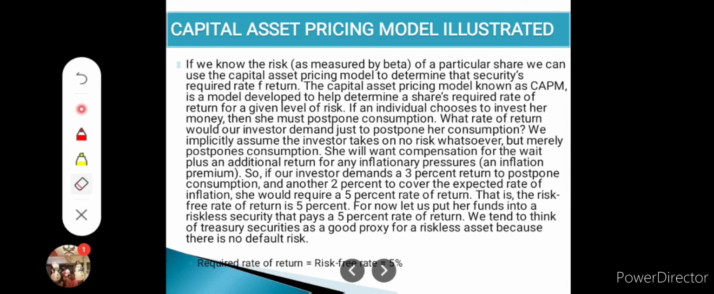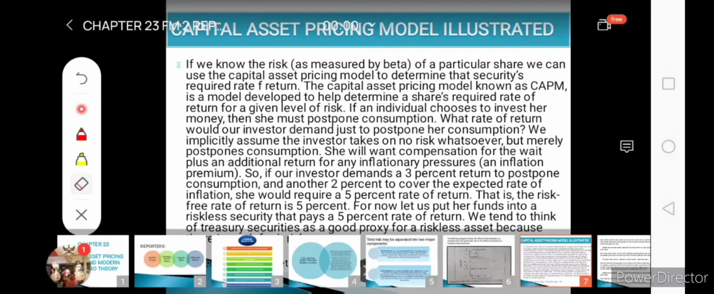For now, let us put her funds into a risk-free security that pays a 5% rate of return. We tend to think of treasury securities as a good proxy for a risk-free asset because there is no default risk. The required rate of return is equal to the risk-free rate, which is 5%. So let's proceed to the next slide.